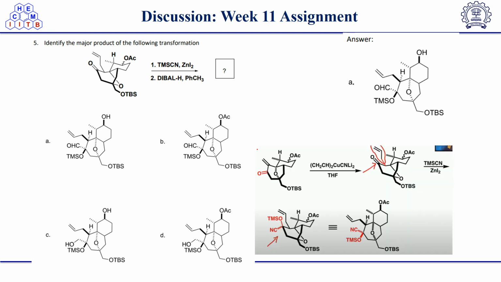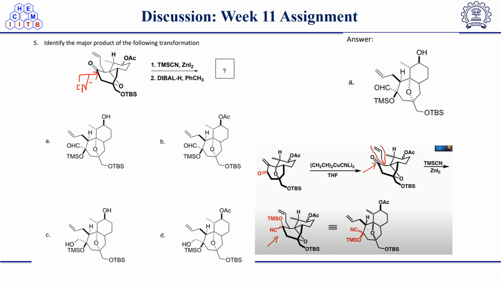So here what is happening is that the correct answer is option A. Upon treatment with this TMS cyanide and zinc iodide, this CN minus will be attacking at this center and it will be converted into O minus, which will be quenched by the TMS. So OTMS and CN will be forming. So this will be the intermediate. So this can be redrawn like this.